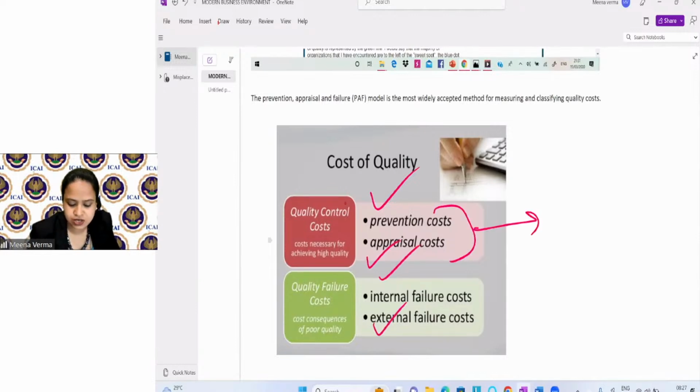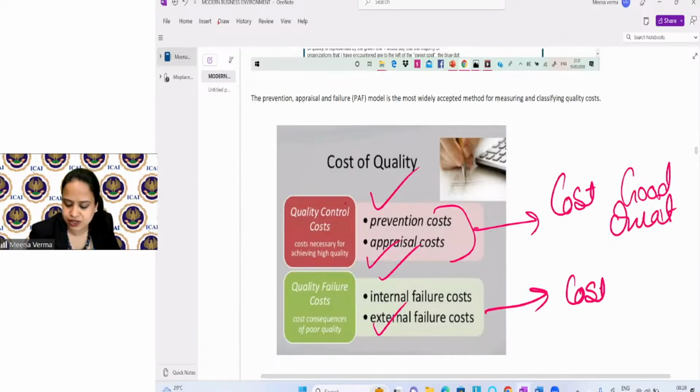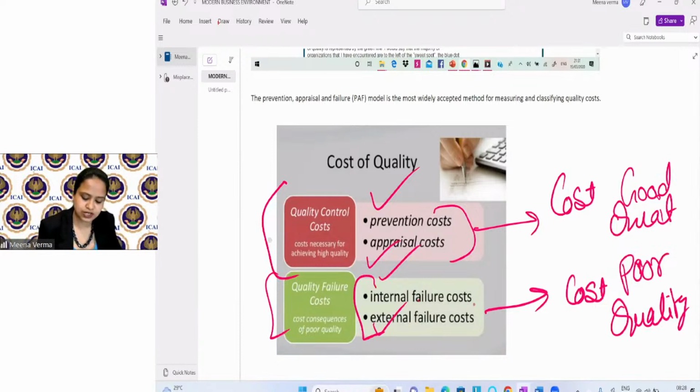This is the cost we will incur to produce good quality. When you want to produce a good quality product, you have to incur some cost, and this is the cost you will incur to produce the good quality. And this is the cost we will incur to produce the poor quality. When we are producing poor quality products, we will incur these two costs, internal failure costs and external failure costs.